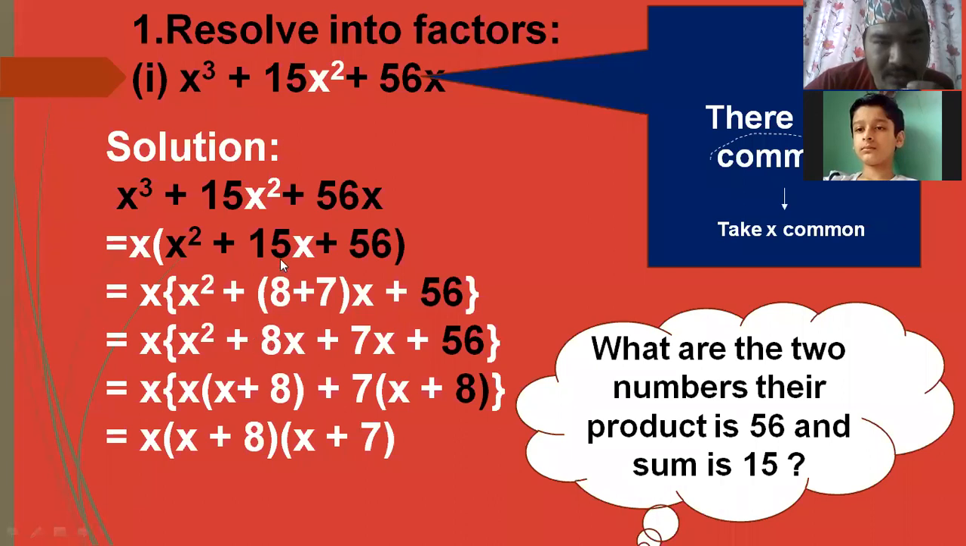Good. 8 and 7. That's why this middle term is broken into two parts, 8 and 7. 8 sevens are 56, and 8 plus 7 is 15. Understood? Why have we done this plus? Because we multiply 1 and 56, and it gives positive 56. That's why we get this 15 by adding 8 and 7. Okay, Aviral?